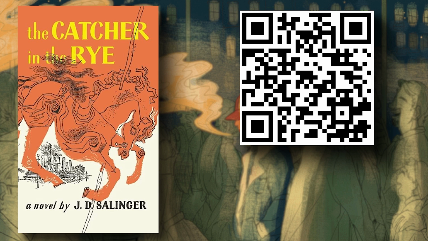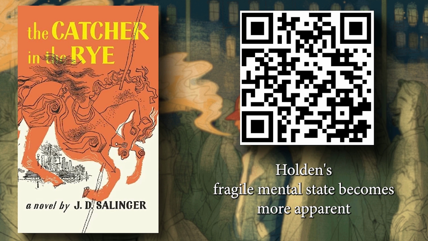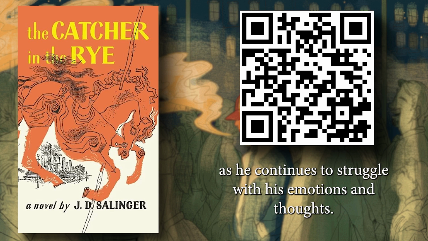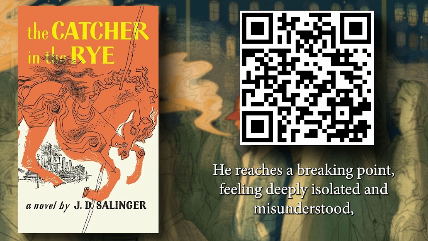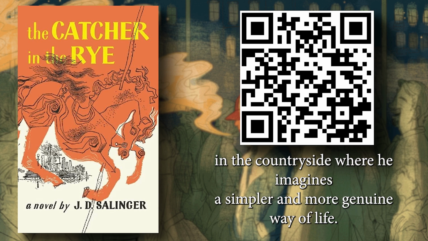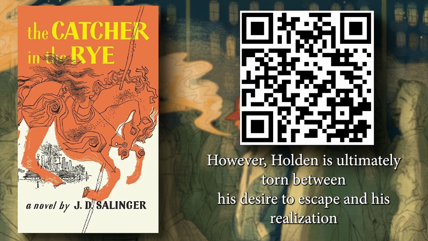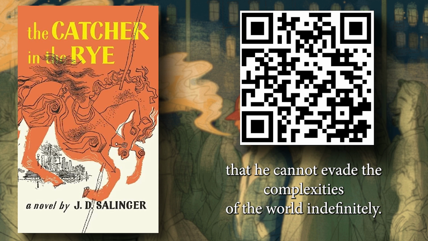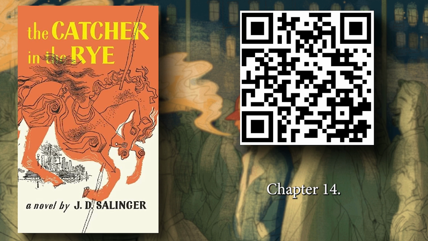she represents. Chapter 13. Holden's fragile mental state becomes more apparent as he continues to struggle with his emotions and thoughts. He reaches a breaking point, feeling deeply isolated and misunderstood. Desperate for some form of solace, he contemplates running away to a cabin in the countryside, where he imagines a simpler and more genuine way of life. However, Holden is ultimately torn between his desire to escape and his realization that he cannot evade the complexities of the world indefinitely.